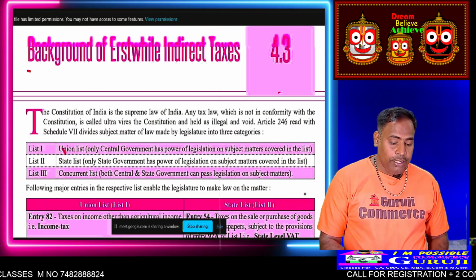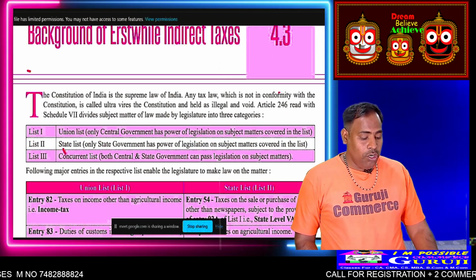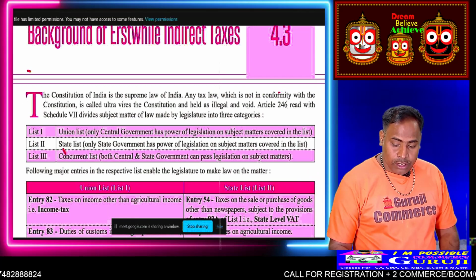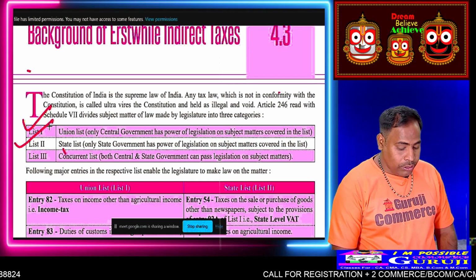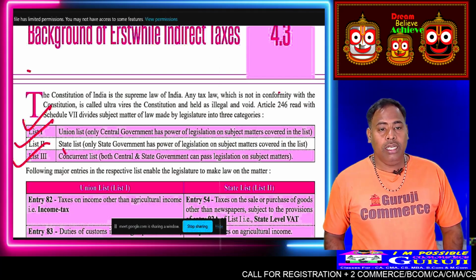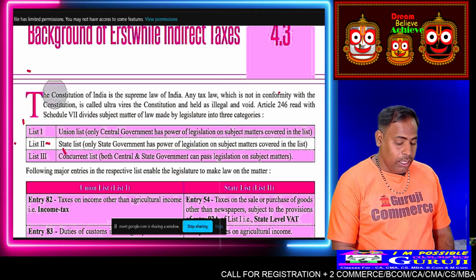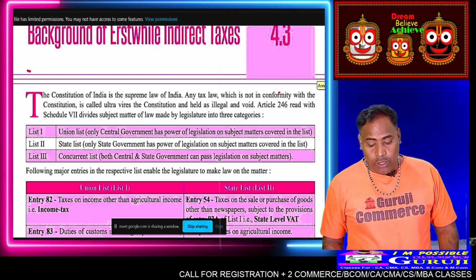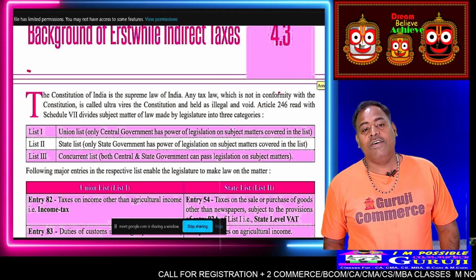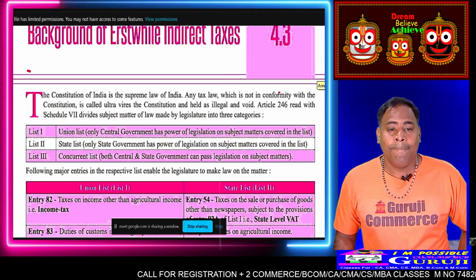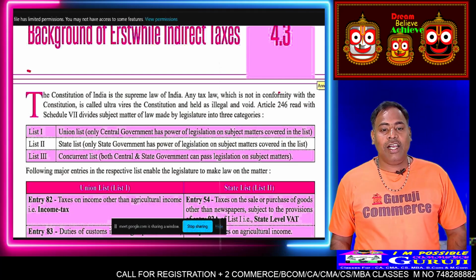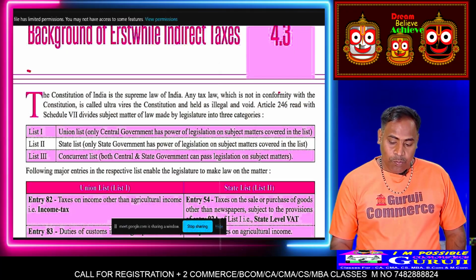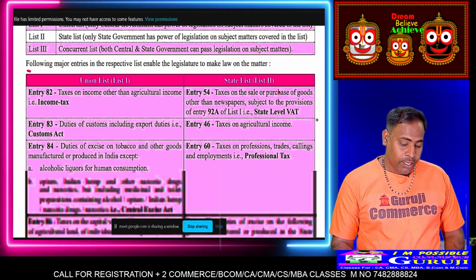Then the background of indirect tax, as I already told you: there are three lists, Union List, State List and Concurrent List. List 1, list 2, list 3. Who will make the rules for list 1? List 2? List 3 is the concurrent list, both central and state. Okay, very good.